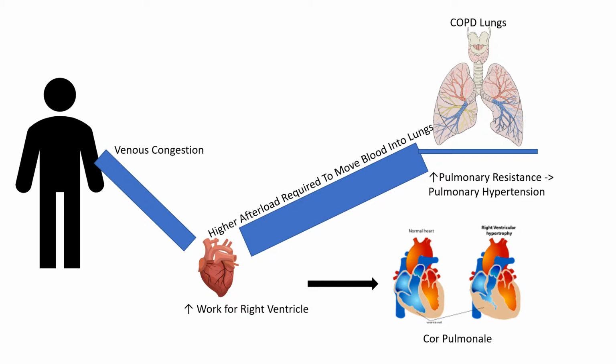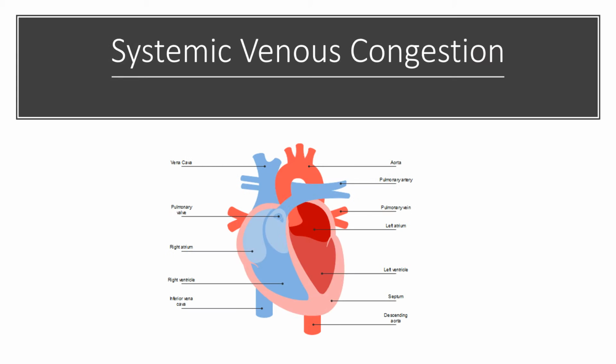So to summarize, as the pulmonary resistance increases due to lung disease such as COPD, the pulmonary arterial pressure rises and the right ventricular work increases, leading to right ventricular enlargement and eventually right-sided heart failure. The inability to pump blood normally into the lungs causes a backup of blood, an increase in volume and pressure in the right side of the heart and the venous system, otherwise known as systemic venous congestion.